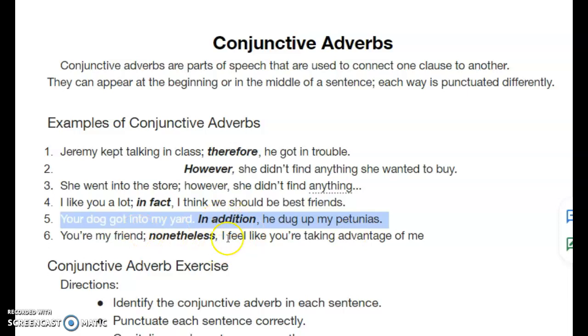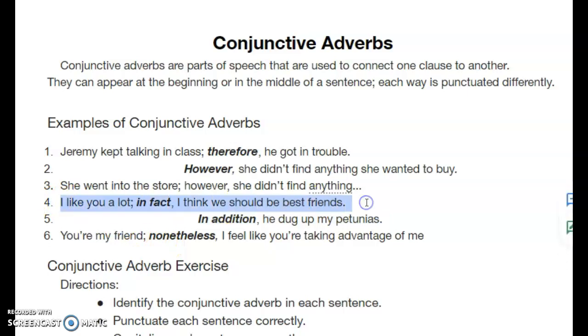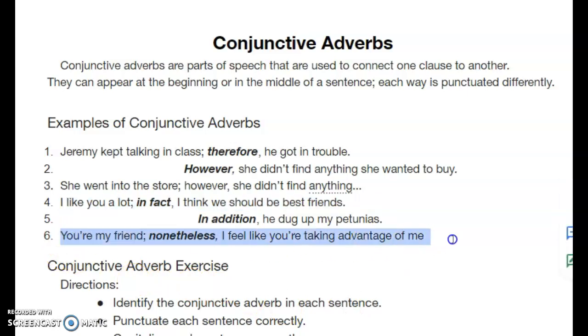So always this conjunctive adverb is connecting the clause in front of it to the clause behind it, whether it's in two separate sentences like this one, or whether it's in one single sentence like this. All right, one more example of it being in a single sentence. You're my best friend; nonetheless, I feel like you're taking advantage of me. So here we have the conjunctive adverb in the middle of the sentence, semicolon in front, comma in back.